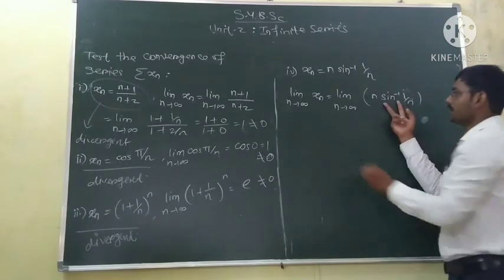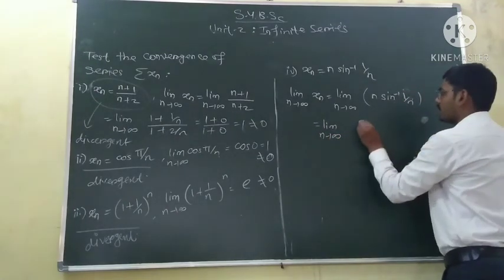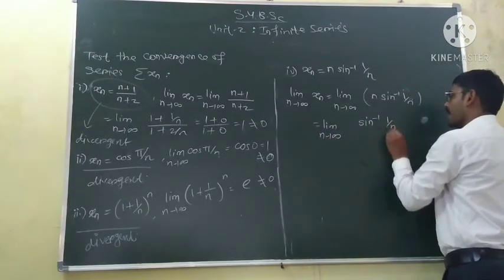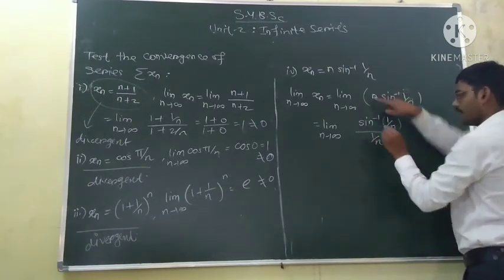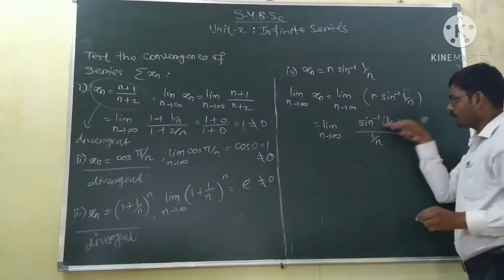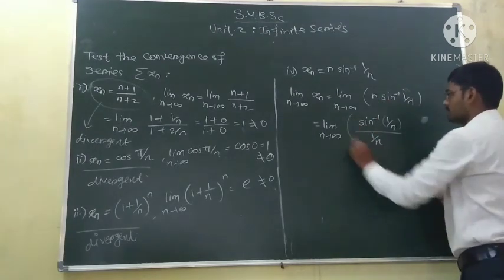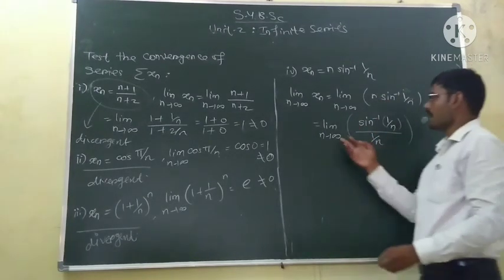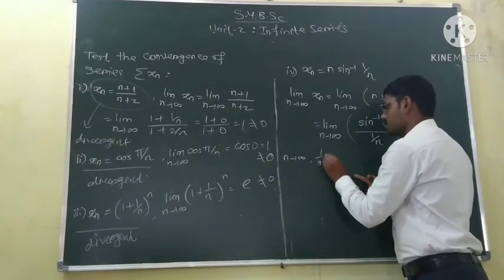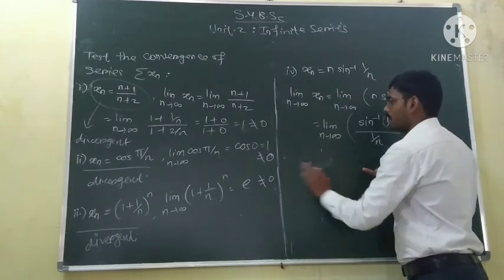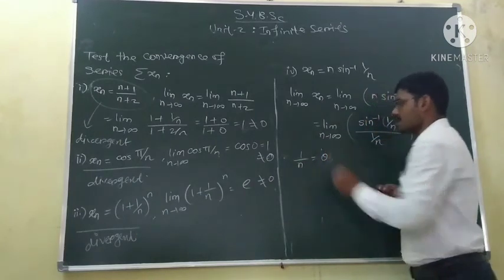Now we can make some adjustment here. This is equal to the limit as n tends to infinity of sin inverse 1 by n as it is, and this n we can write as 1 upon 1 by n, because 1 upon 1 by n is the same as just writing n. Now as n tends to infinity, 1 by n tends to 0. But before that, we will write this 1 by n as theta. Suppose let 1 by n be equal to theta.